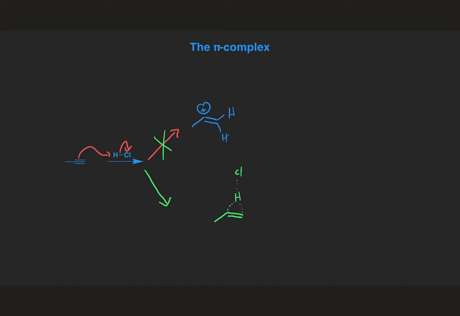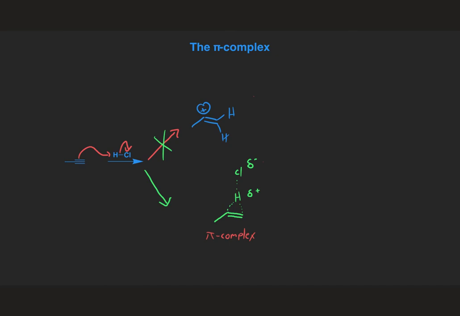And these dotted lines are meant to indicate a partial bond. And that proton has a partial positive charge, and this Cl has a partial negative charge. And this thing is called the pi complex. And since that vinyl carbocation is so unstable, many chemists believe that this is the actual intermediate that gets formed.